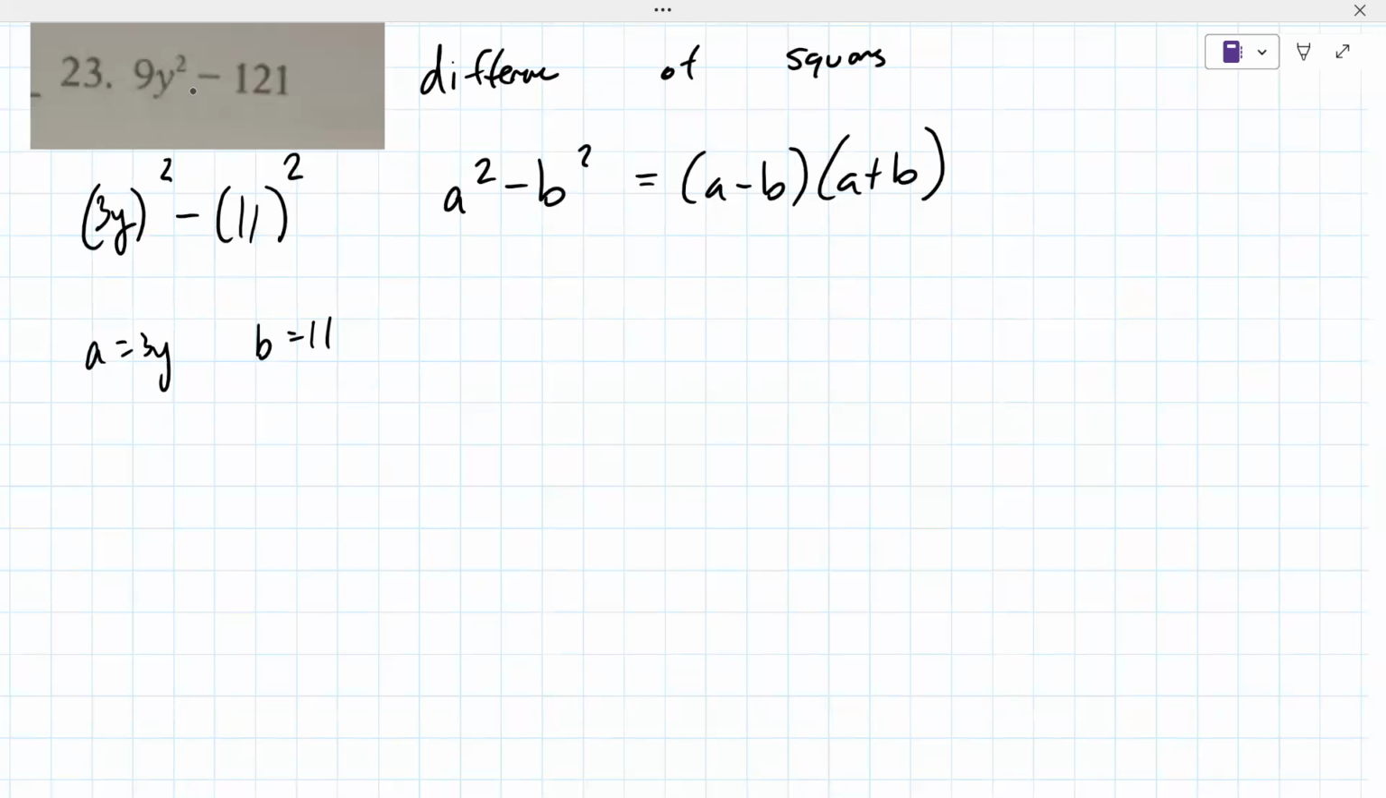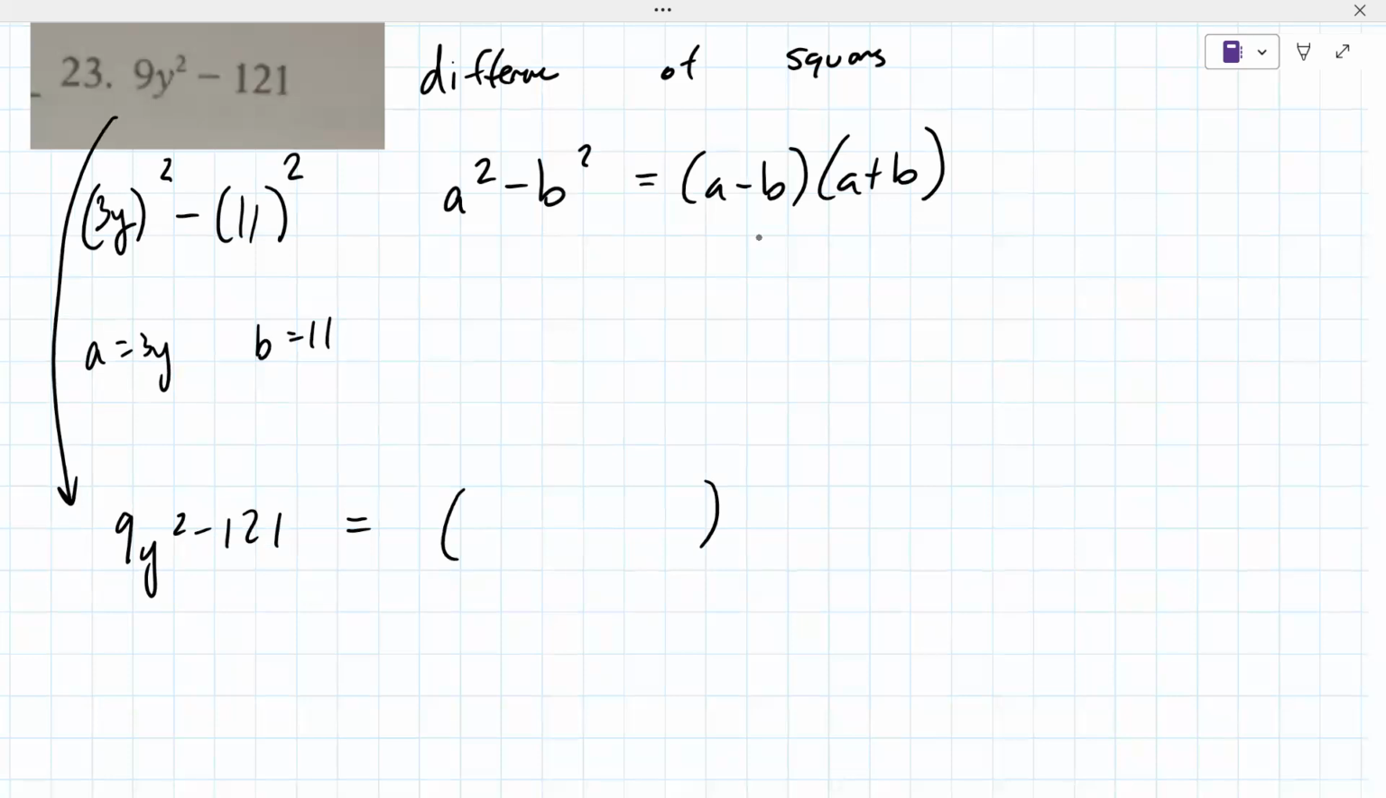Okay. So how can we use that in this formula here? You remember doing that the other day? It would be 3y minus 11 and then 3y plus 11. Good.